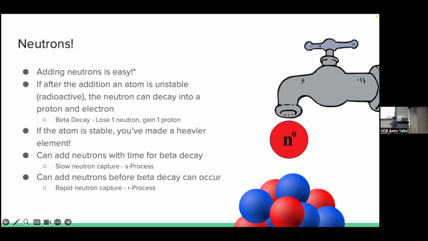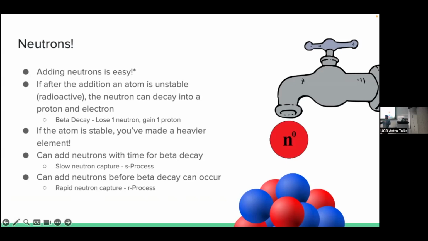Or, if you add that neutron and the atom is stable, congratulations, you made another heavier element. Not a different kind of element, but you've still made a heavier element. And so there are, once again, two regimes that you can talk about this in.